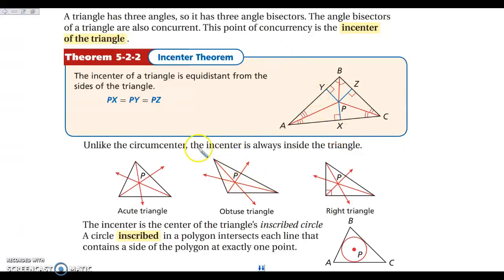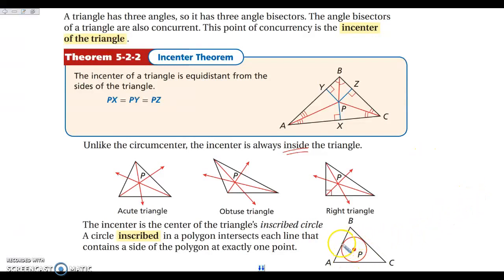Okay, now with my incenter, my angle bisectors, no matter what, are always going to intersect inside the triangle. So your incenter will always be located inside. Your circumcenter can be located inside, outside, or on, but your angle bisectors and your incenter will always be inside the triangle.